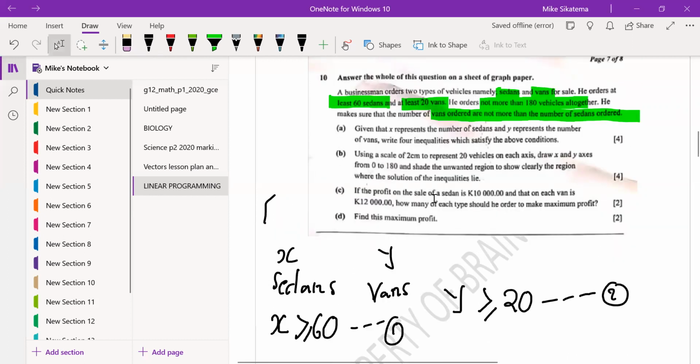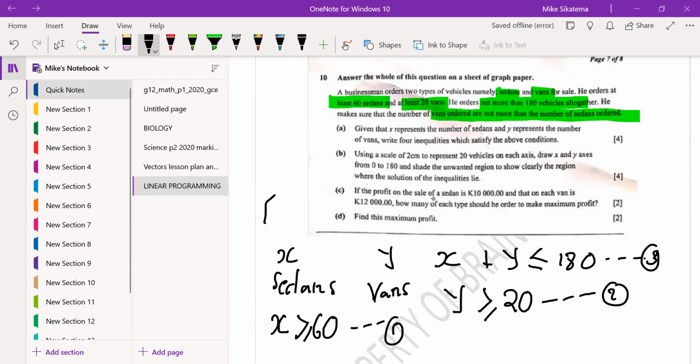Then the third inequality is here. So he orders not more than 180 vehicles. So it means the sedans plus the vans, if we add them together, they should be less or equal to 180. So it shouldn't exceed 180. You get another mark. Then the last one says he made sure that the vans ordered are not more than the number of sedans ordered.